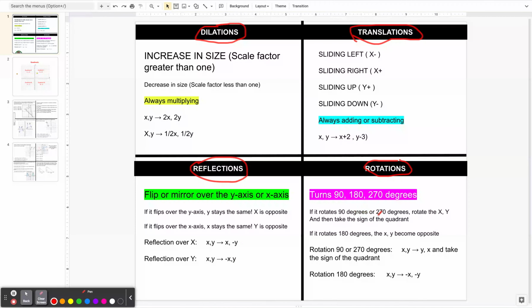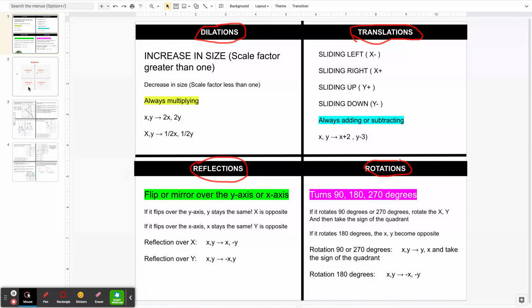With rotations, they rotate positions. If it says, hey, this rotates 90 degrees clockwise or counterclockwise, they're going to rotate positions. So x and y become y, x. And then just make sure you put the negative sign according to the quadrant. And if it rotates 180 degrees, everything becomes negative.